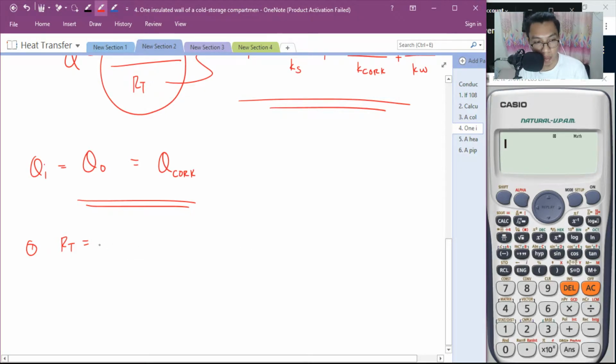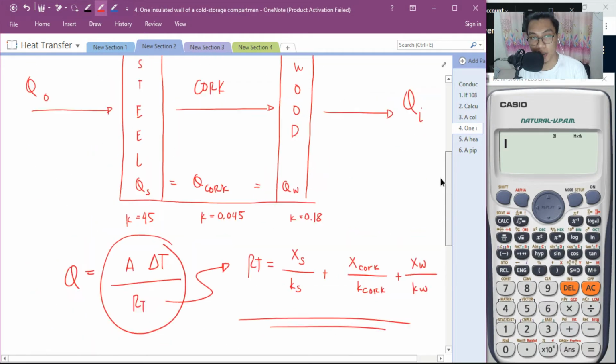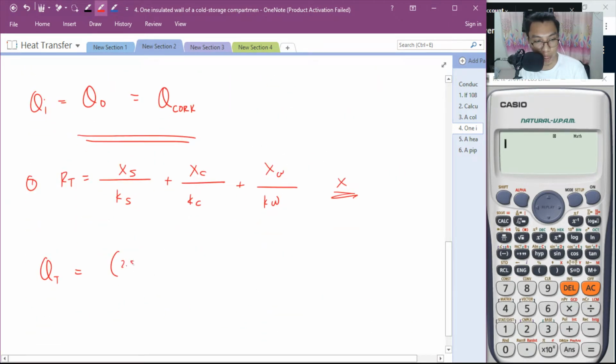Ito yung first part, isolve mo muna yung X ni steel over K ni steel, plus yung X ni cork over K ni cork, plus yung X ni wood over K ni wood. Pero ako, kung kaya naman sa calculus, kahit hindi ka na magganito, okay? Kahit hindi ka dumaan dyan, diretso mo na dito. Yung Q total is equal to, hanapin mo yung area. Binigyan ka ng area ng wall, yung 2.5 meters wide and 8 meters long. So, 2.5 by 8 meters squared. Yan yung area mo. Tapos yung delta T.